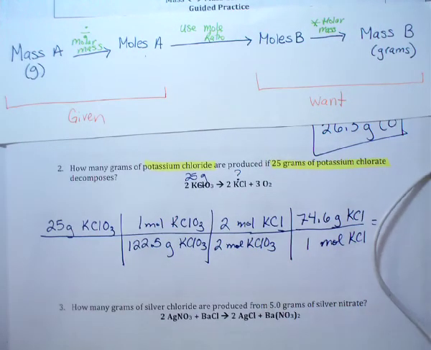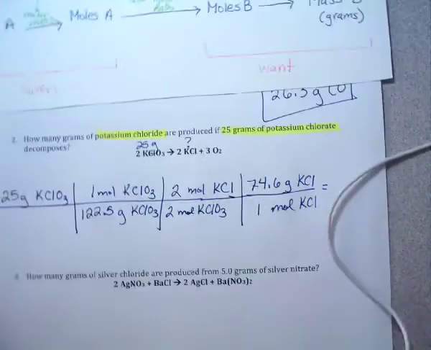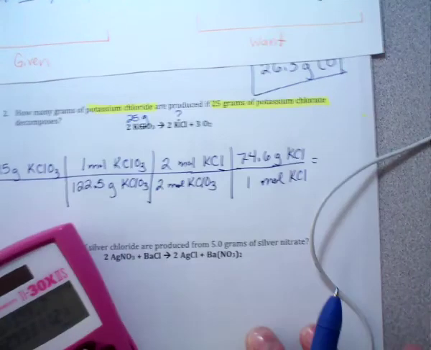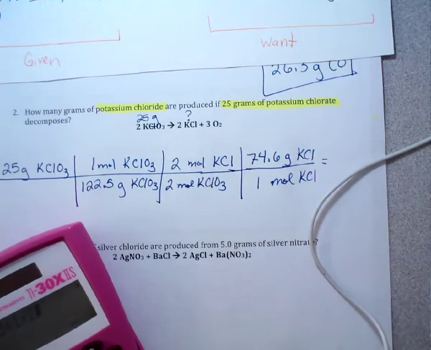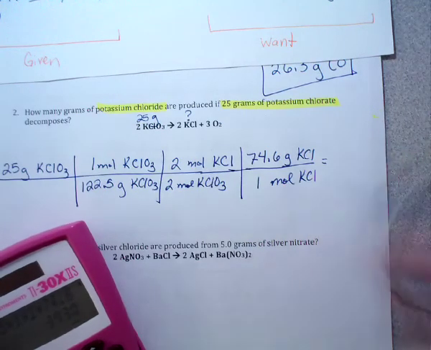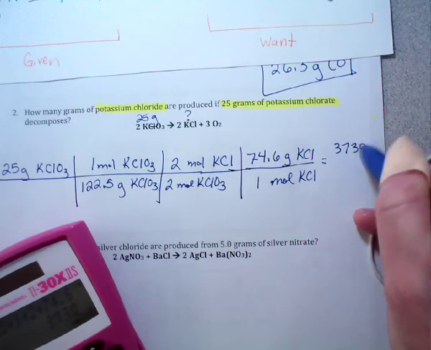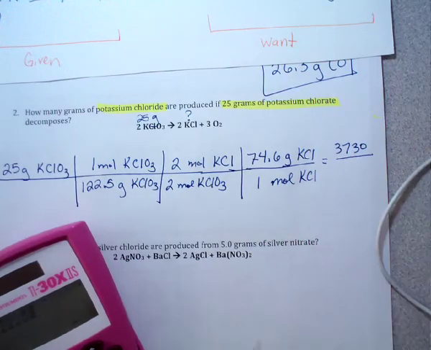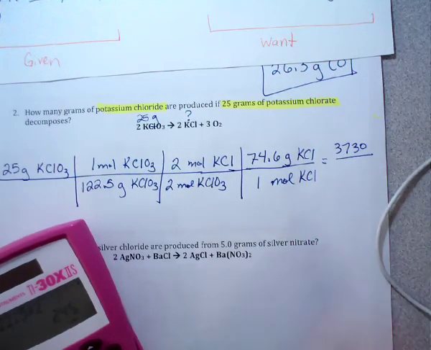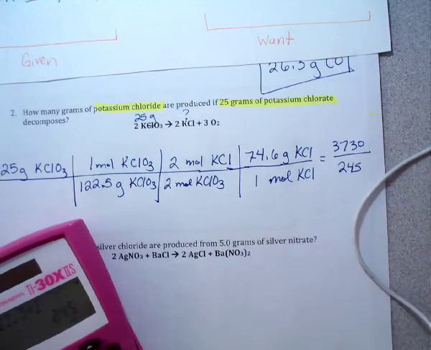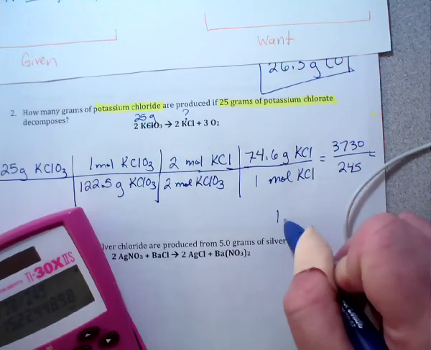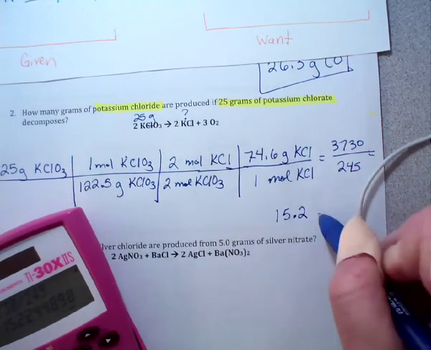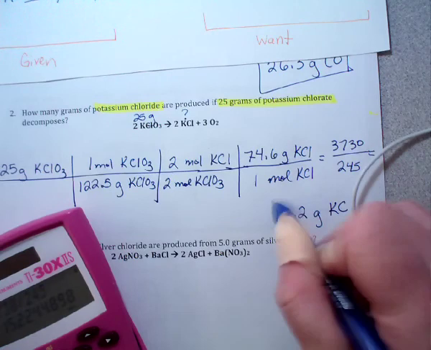To solve, I'm going to multiply across my top. So 25 times 1 times 2 times 74.6, 3,730. 122.5 times 2 is 245. And then when I divide 3730 divided by 245, it's 15.2 grams of KCl for my final answer.